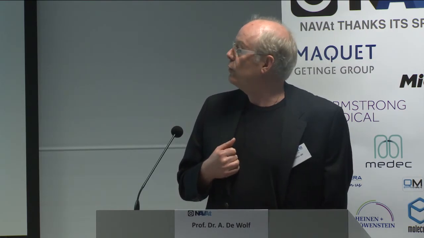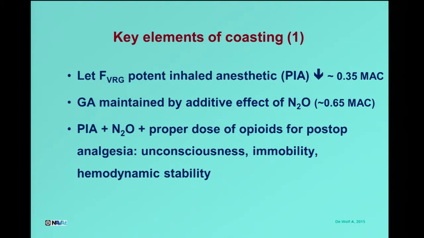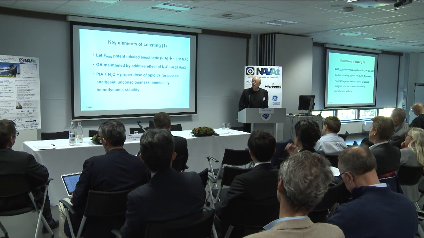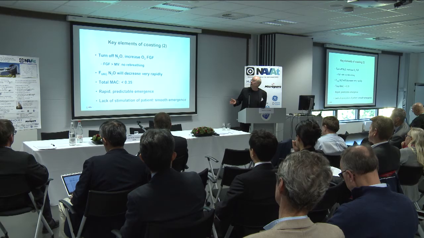So the key elements of coasting are: let the vessel-rich group potent inhaled anesthetic decrease to about 0.35 MAC, which is what we do with coasting. Maintain your general anesthetic by the use of nitrous oxide, about 0.65 MAC. The potent inhaled anesthetic plus the nitrous oxide plus the proper dose of opioids for post-op pain relief should result in achieving all your goals of general anesthesia, which are unconsciousness, immobility, and hemodynamic stability. So your patient is perfectly stable and fine during coasting, even at the end of coasting.